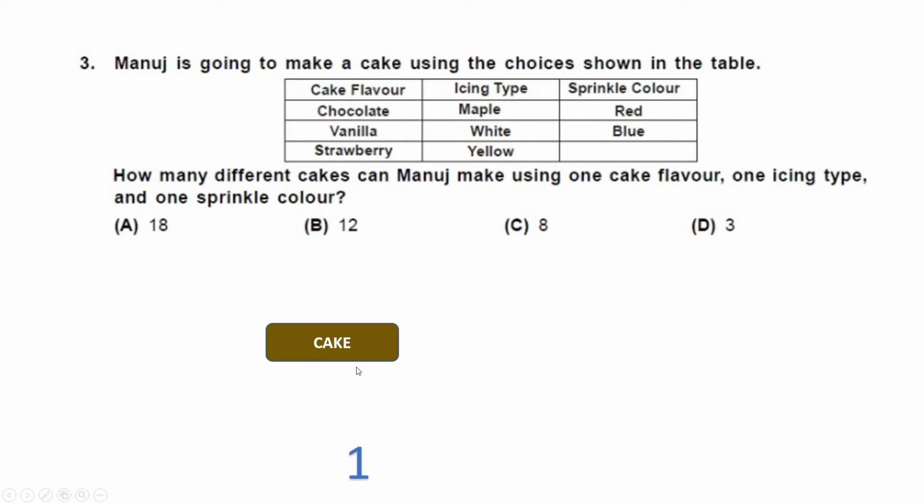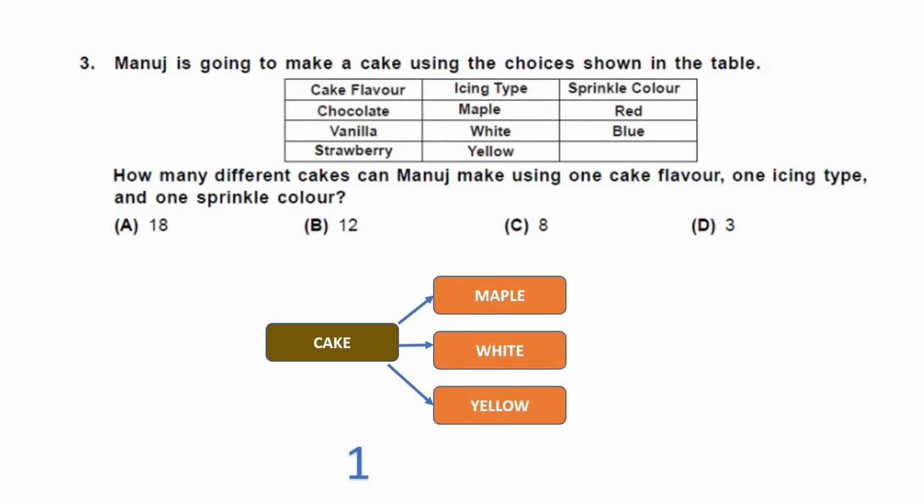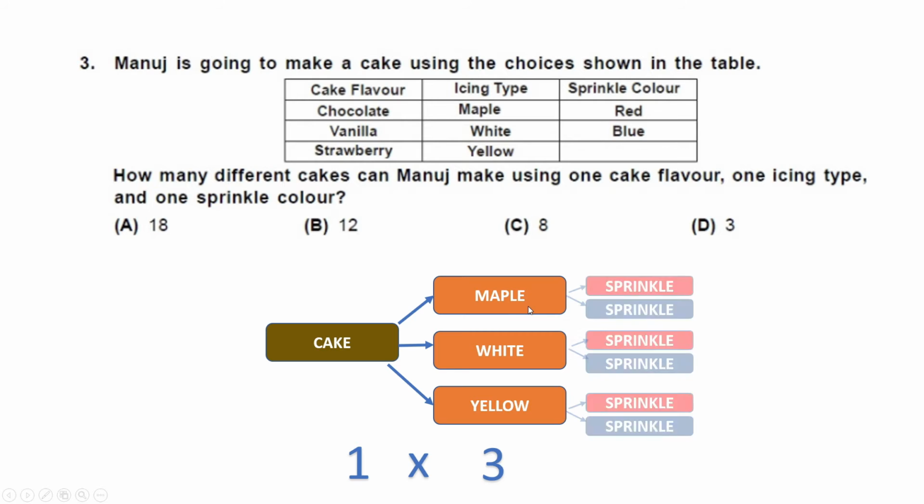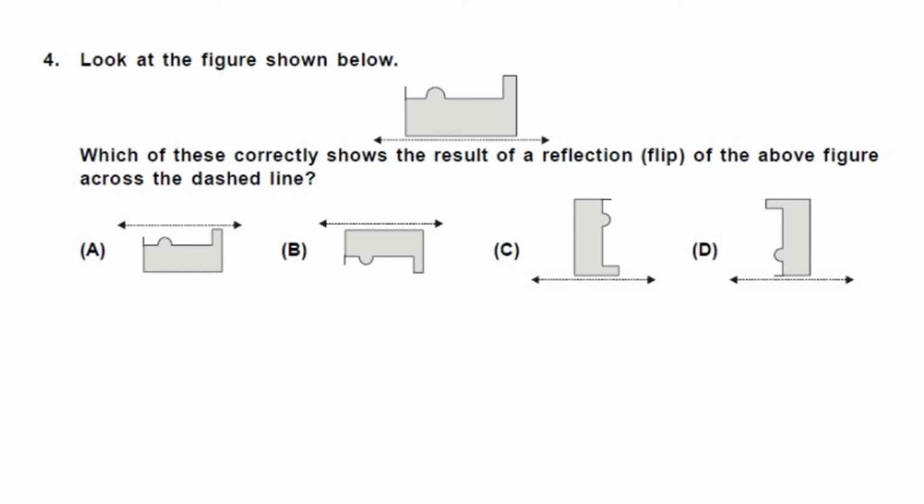Now with 1 cake, we have 3 icing types. That means we can make 3 cakes out of this 1 cake using the icing types. And now coming to the sprinkle color, each icing type has 2 sprinkle colors, red and blue. That means with each icing type we can have 2 more cakes. So 1 times 3 times 2 is the number of cake types we can make with a single cake. Now this 1 needs to be replaced with 3 because we have 3 cake flavors. So in all we can make 3 times 3 times 2, which is equal to 18 cakes. So this is our right answer. Let's go to the next question.